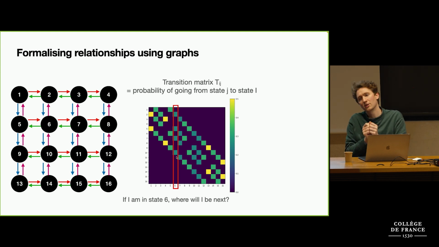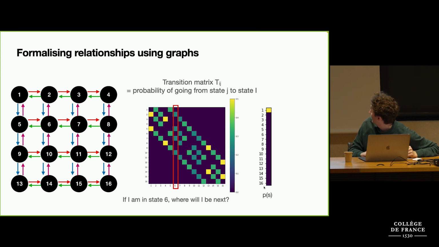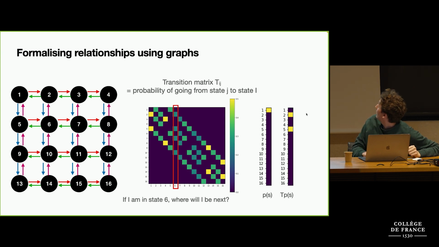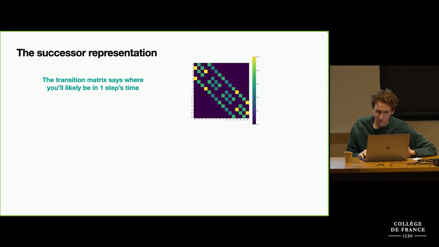So if I'm at number 6, where can I go next? This is quite an interesting matrix to know, because if I start in a particular state, say state 1, I can then apply this matrix and it'll tell me where I am likely to be in the future. If I'm at 1, I'm likely to be at 2 and 5 after 1 step. And after 2 steps, where am I likely to be? Well, I might go back to 1, to 3, to 6, to 9. This matrix summarizes what I can do after every step. Again, all very abstract, but it will come to something useful in a moment. This matrix says where I will likely be in 1 step's time.